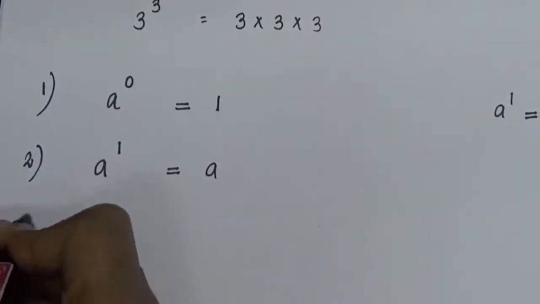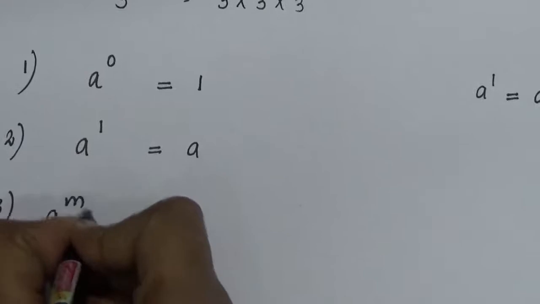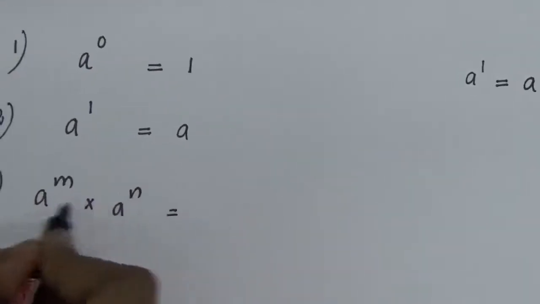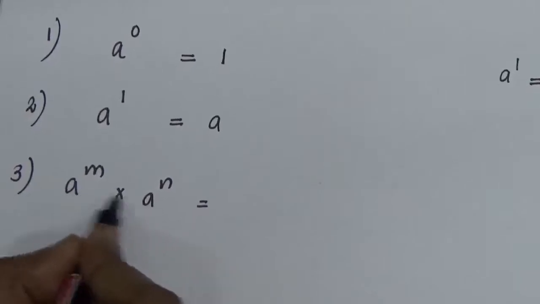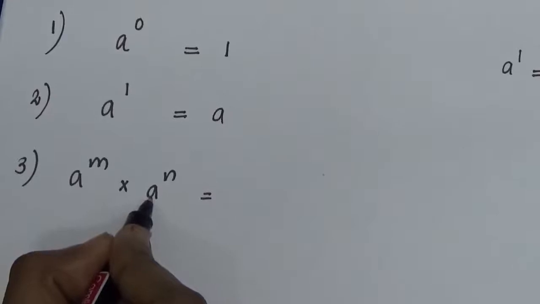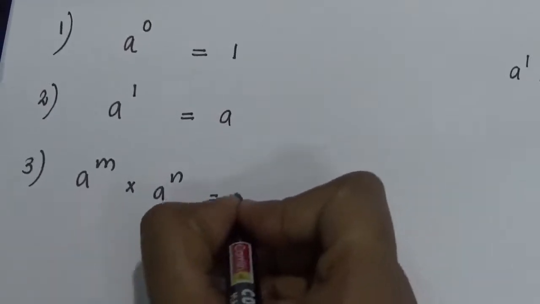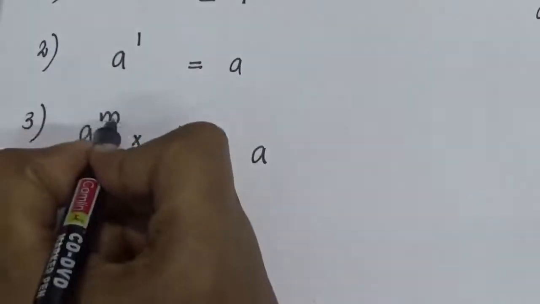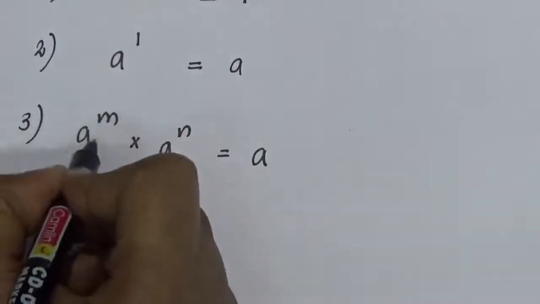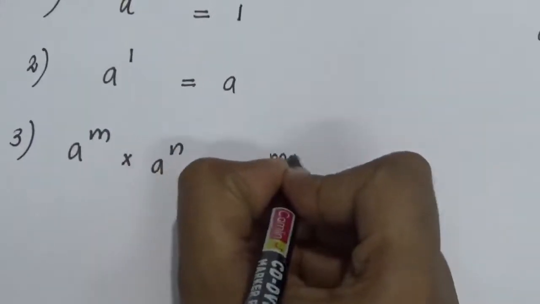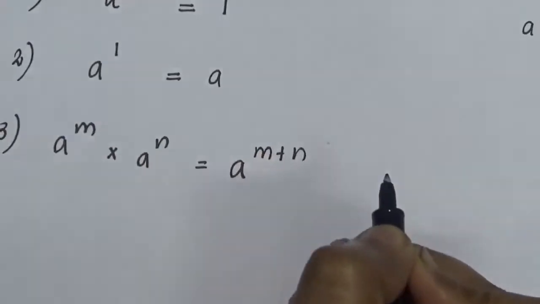And the third one, a raised to m into a raised to n. Here you can see that we have two exponents with the same base. The bases of these two numbers are the same. In that case, for the answer you write the same base and add the exponents. That is, here we multiplied the two numbers, so we need to add the exponents. That is, we get a raised to m plus n.